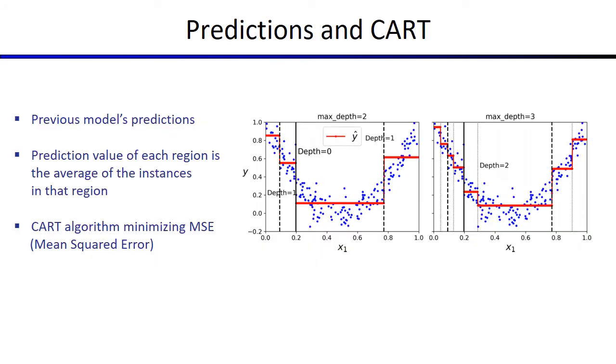In this slide, we can see the predictions of the previous model shown in the figure on the right. We can notice that the predicted value for each region is always the average target value of the instances in that region. The algorithm splits each region in a way that makes most training instances as close as possible to the predicted value. The CART algorithm works mostly the same way as earlier, except that instead of trying to split the training set in a way that minimizes impurity, it now tries to split the training set in a way that minimizes the MSE.